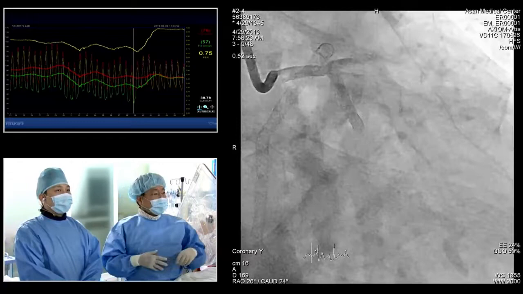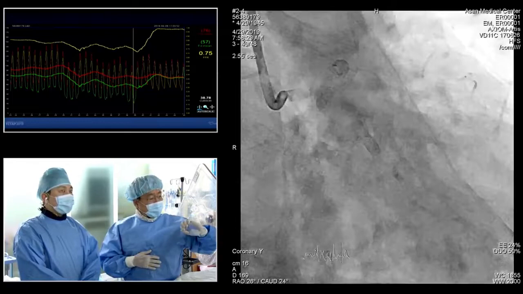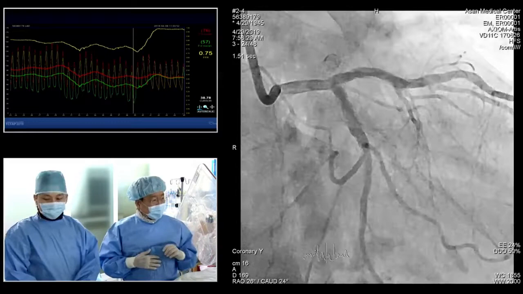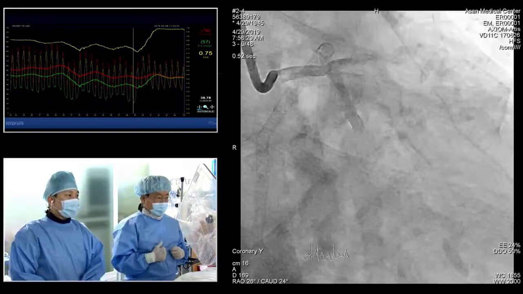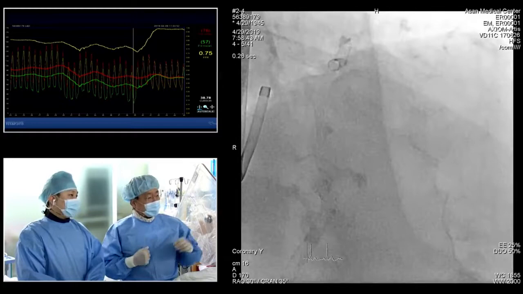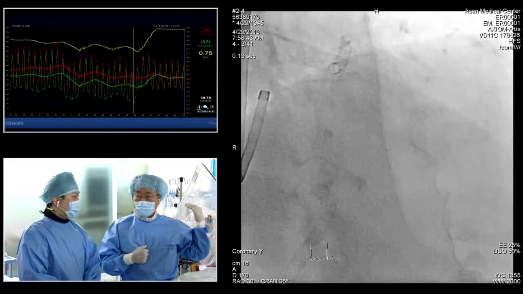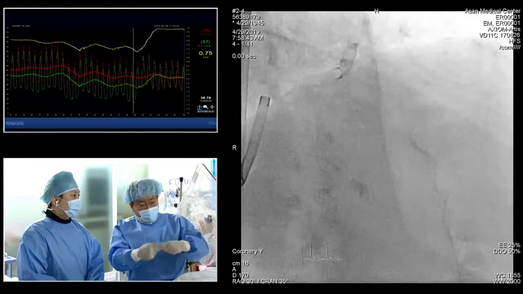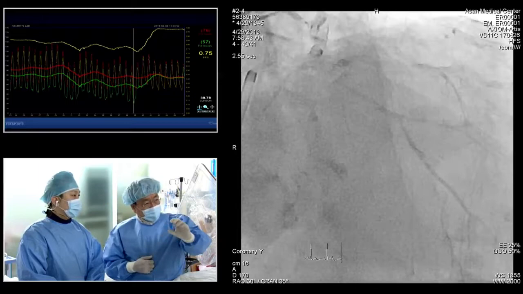This is an RAO caudal view, shallow RAO, and an AP caudal view. What do you think? There is not too much disease on the main, although there is some haziness there, right? However, look at the spider view. Another view. Could you show us a previous one? This one is a little bit different, maybe an AP cranial view, shallow RAO. Clearly, we can see some diffuse disease, and the distal part of the main had some stenosis of around 50 to 60%.